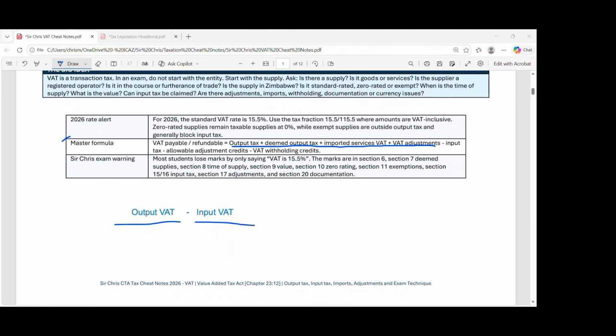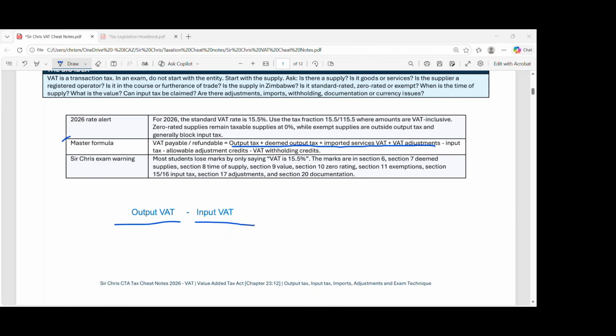The two legs of VAT: input and output. On output, the first question is: when does the liability arise? Section 6 is triggered: supply in the furtherance of trade. That is the definition in section 6. Then what was supplied? Is it goods or services? Is it imported goods? Is it imported services? Is it goods sold through an auction?